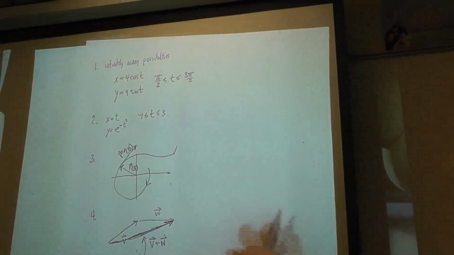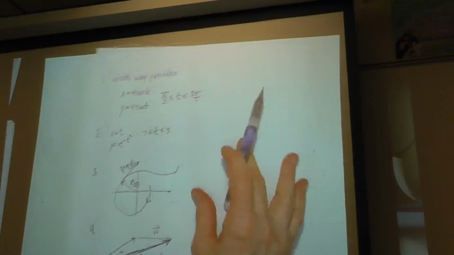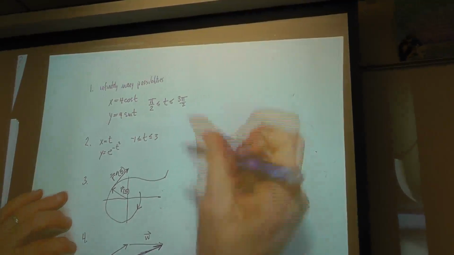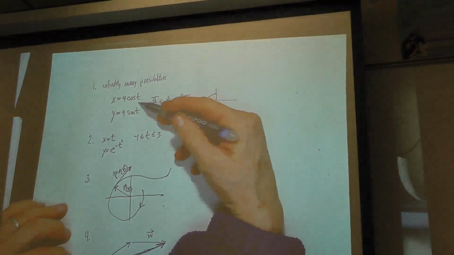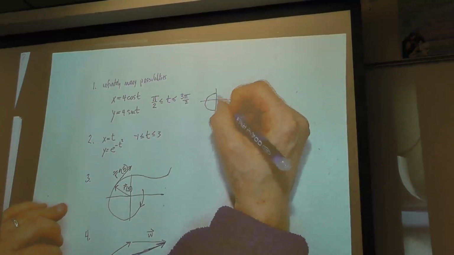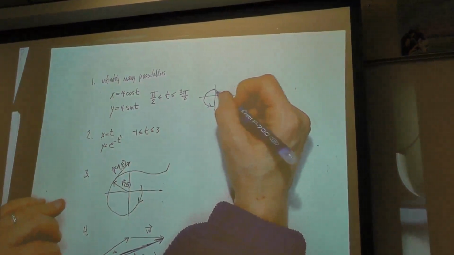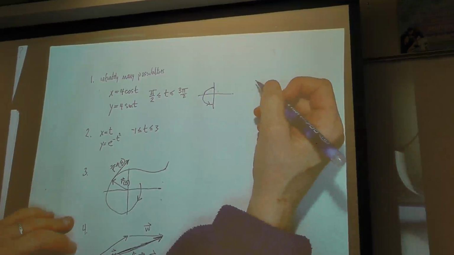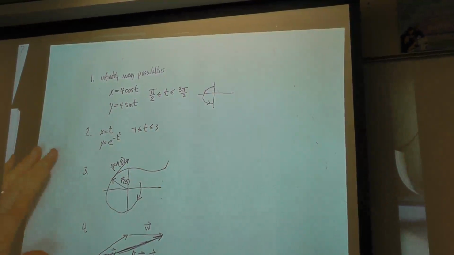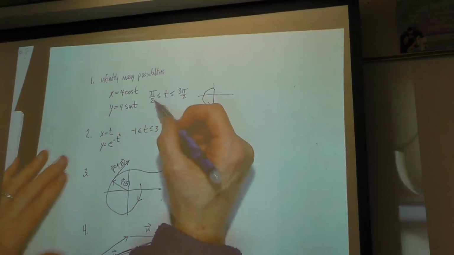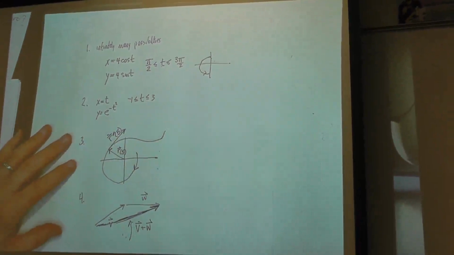So, take a look. There are infinitely many possibilities for this first one. The easiest one that I know of is x is 4 cosine and y is 4 sine. And if you simply let t pick up this angle, pi over 2 to 3 pi over 2 would do it. There are other possibilities. Whatever you're doing, make sure you're getting the right beginning and ending spot.